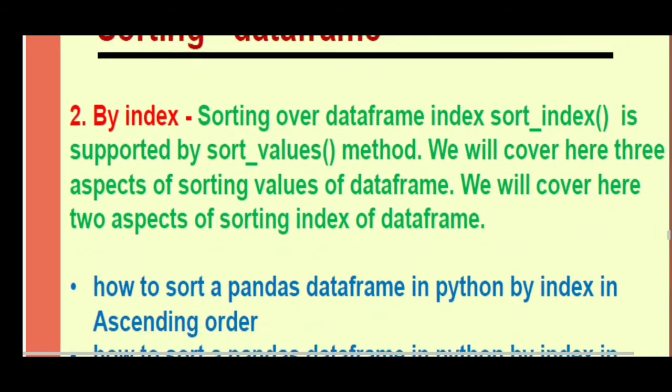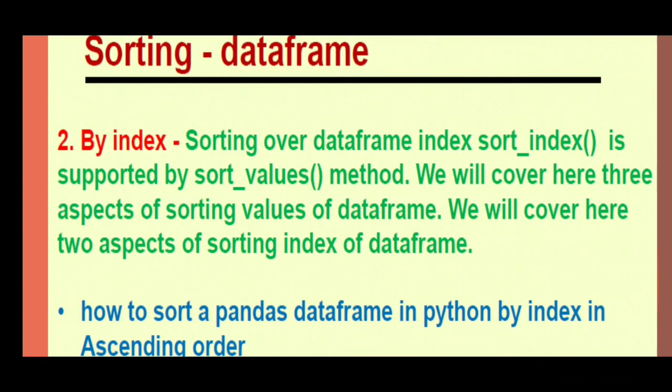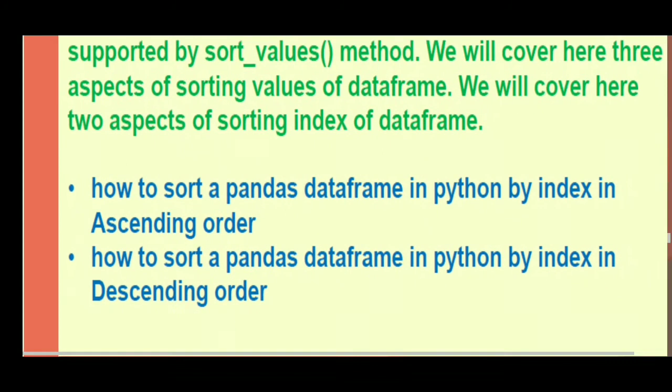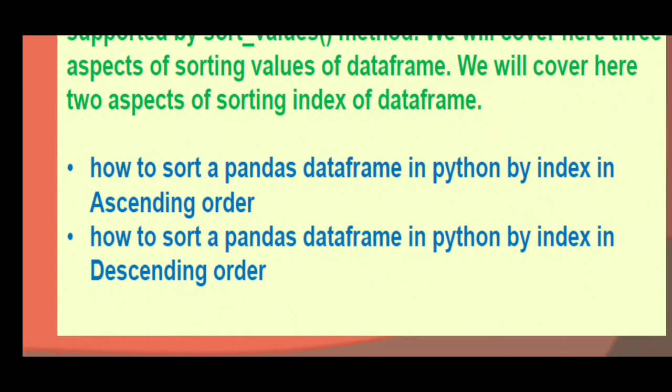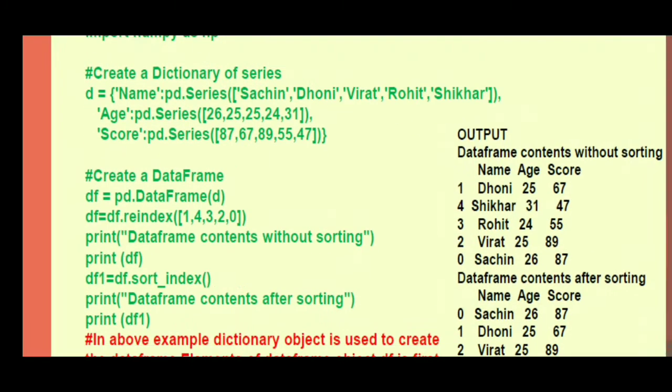Next one, by index method. So by index, sorting over the data frame index, sort_index, is supported. We will cover here two aspects of sorting index of a data frame: how to sort a pandas data frame in Python by index in ascending order, and how to sort a pandas data frame in Python by index in descending order. So let us see that.